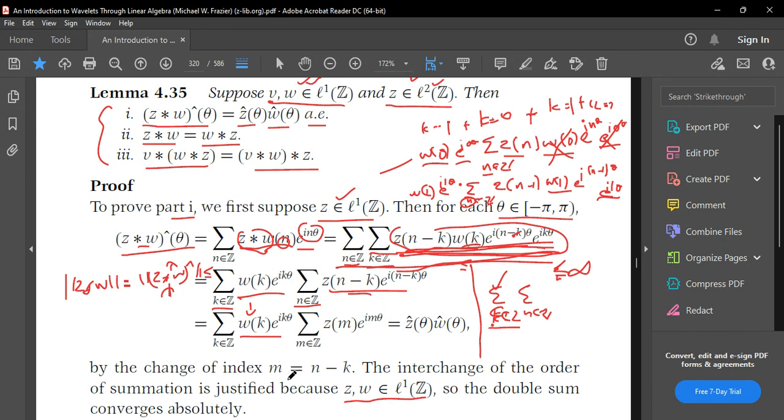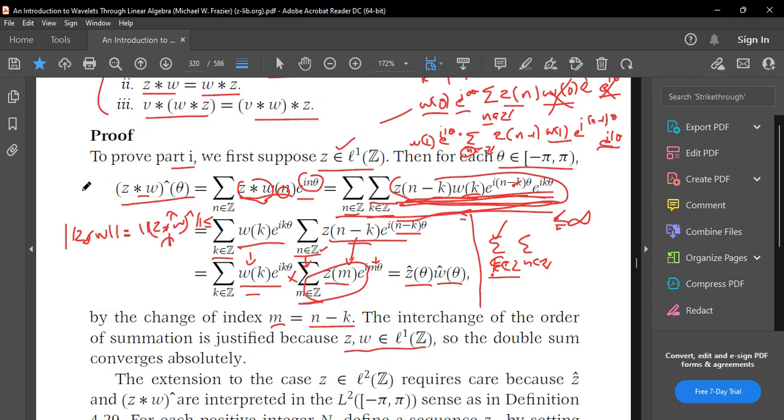We will write this index change, n minus k to m, and since this is an infinite sum, we will get every integer here if we change n to m. So we have m belongs to Z, z of m, because z of n minus k can be written as z of m, and e raised to i m theta. What is this one? Summation w of k e raised to i k theta into this one. What is this summation w of k e raised to i k theta? This is w cap of theta. It is defined. And this one, what is this summation? This is z cap of theta.